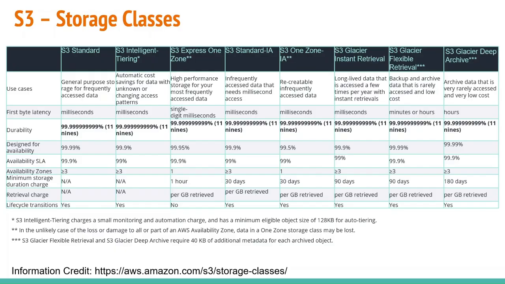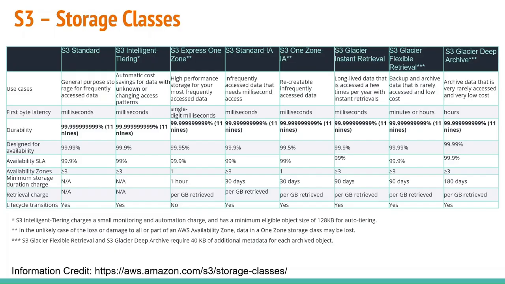The only difference between this and standard is that it is maintained only in one availability zone. So if you see row number 6, where we talk about availability zone, S3 Standard stores the data in 3 or more availability zones, but S3 Express One Zone stores your objects only in one zone. So it is less available than S3 Standard.